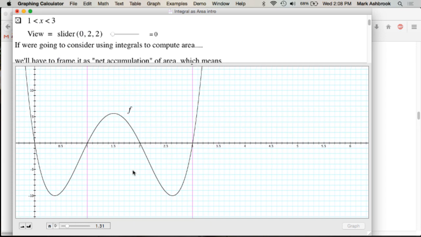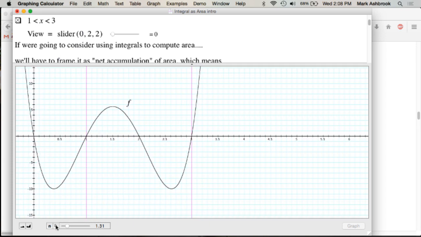So let's look at this example here. Nothing, not working. Is it my view? Yes, it is. Okay.